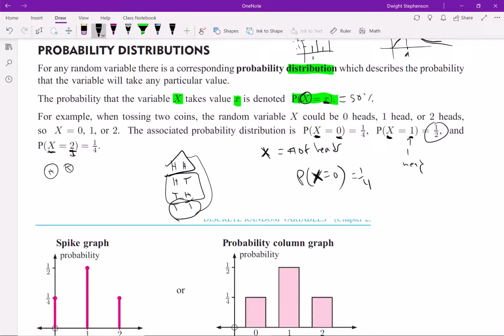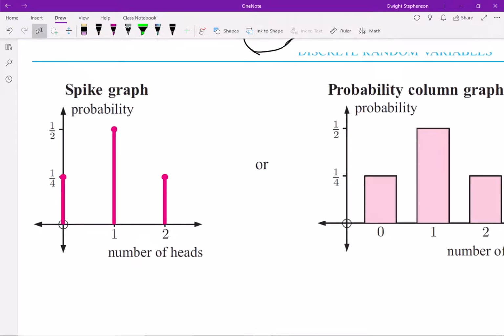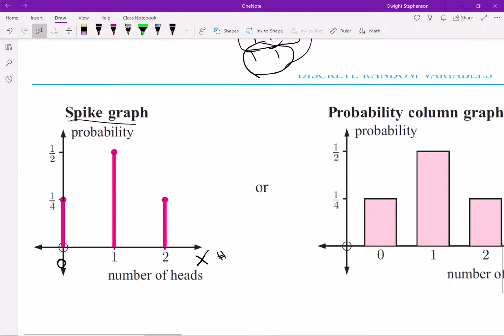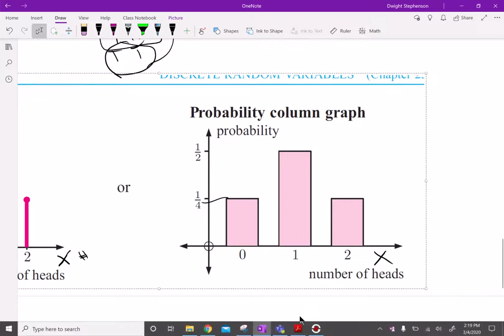And from this, we can create a probability distribution, which is basically a graph. Down here you have a variable, which is x, number of heads, and then up here we have our probability, and you just graph it. So this is just probability of 0 is 1/4, probability of 1 is 1/2, probability of 2 is 1/4. And that's called a spike graph. You could also have a probability column graph, which is the same thing. It's just like a bar graph. It's just showing that, again, this is our variable x, number of heads, and the probability for each one.